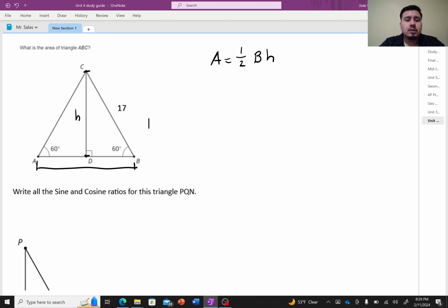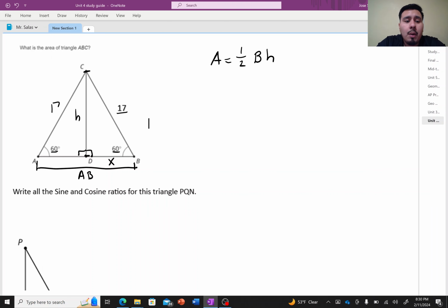Okay, so first of all, I know that this big triangle ABC is being split perfectly in half. So this side is 17 and this side is also 17. Now I share 60 degrees here, 60 degrees here, 90 degrees there, and also 90 degrees on the other side. They're a reflection of each other, right? So I have to find this side X in order to be able to find this longer distance AB.